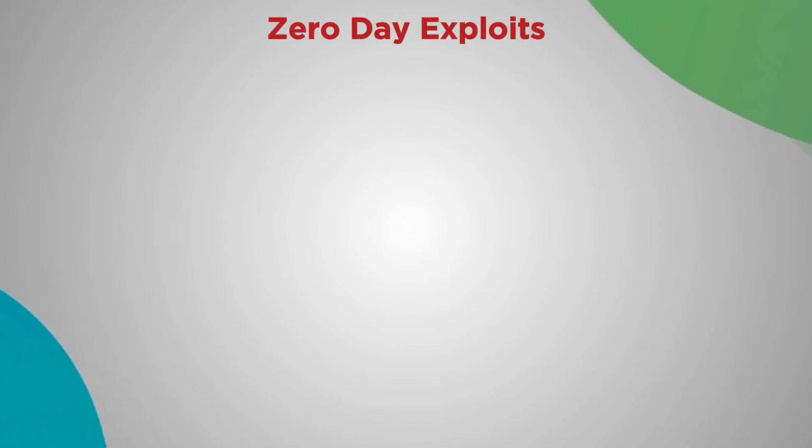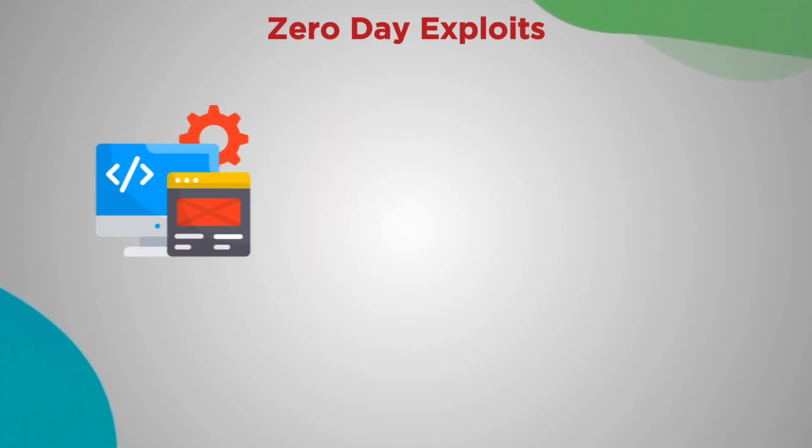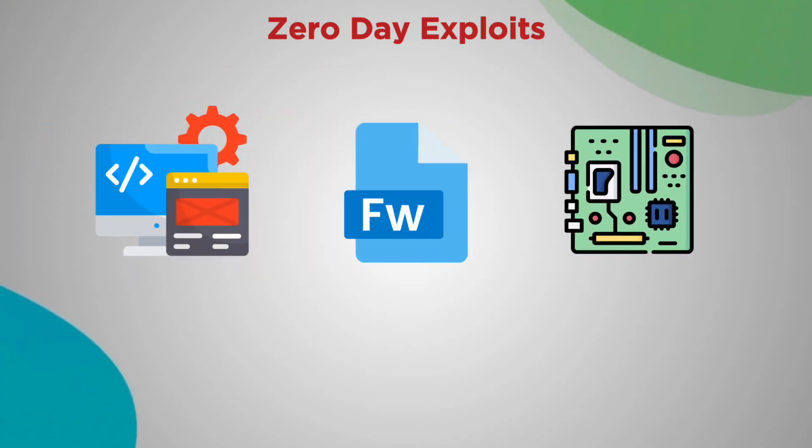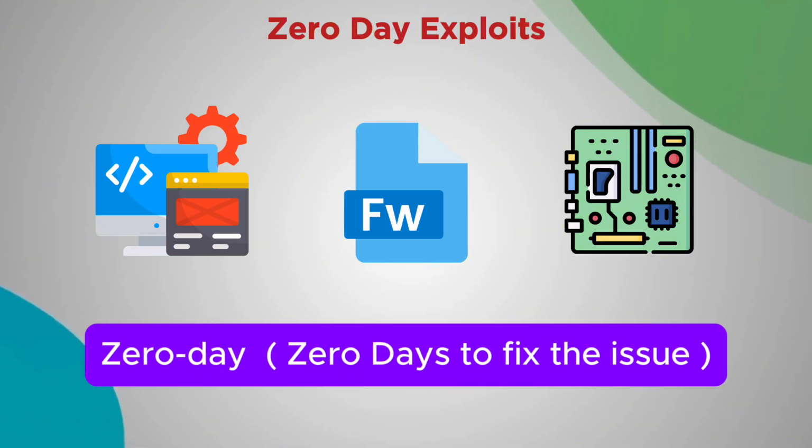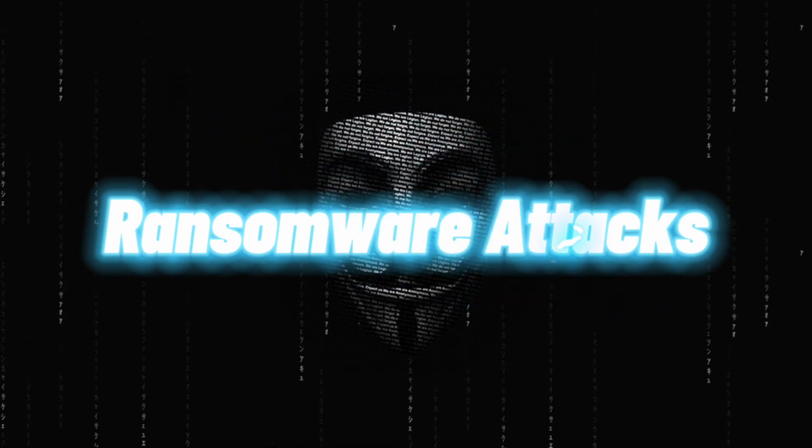First, we have the zero-day exploits. A zero-day exploit is a cyber attack that targets software, firmware, or hardware vulnerabilities that are unknown to the vendor and have not been patched. The term zero day refers to the fact that the vendor has 0 days to fix the issue. Attackers exploit software vulnerabilities before the developer patches them. Regular software updates and proactive threat monitoring can help mitigate risks.